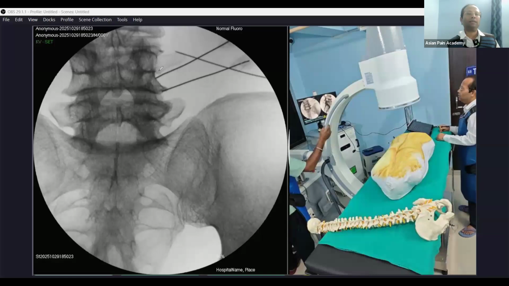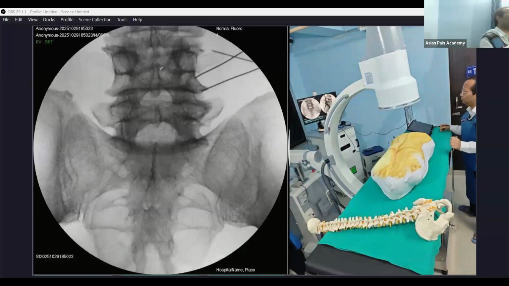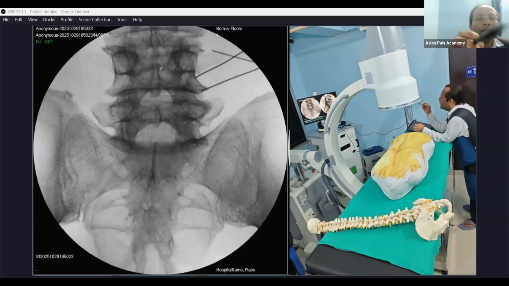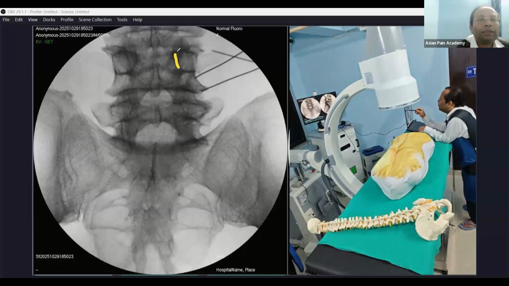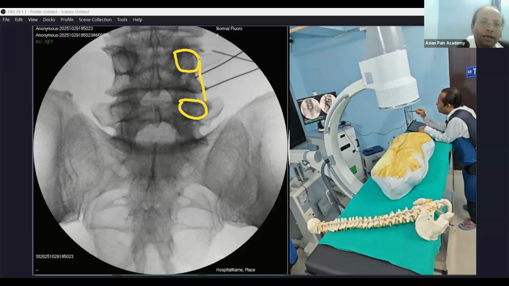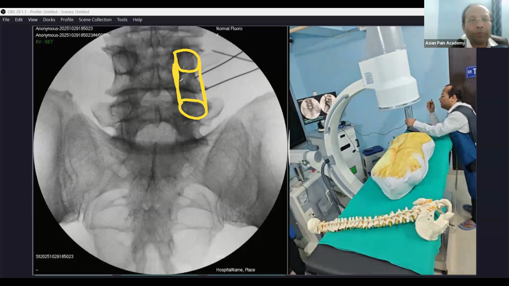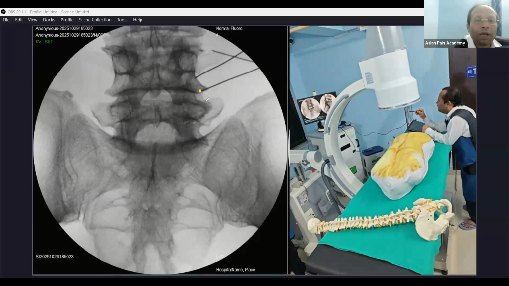Here we can see the needle in the upper place or lower one, both are in the right place because this is the pedicle and this is the pedicle. Foramen starts from here and goes up to here. So it is below the pedicle, both sides. Your tip of the needle should cross, it should come medial to the lateral border of the pedicle.